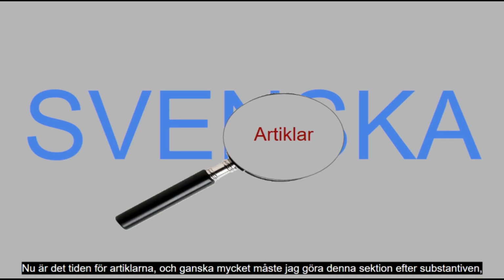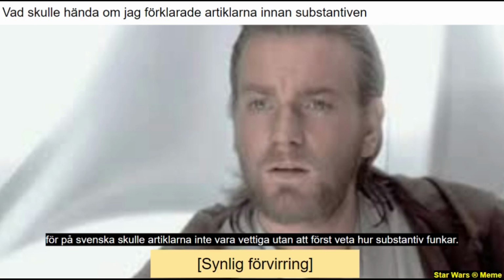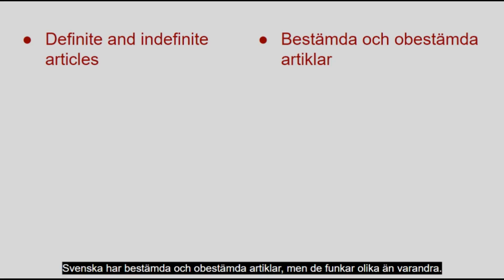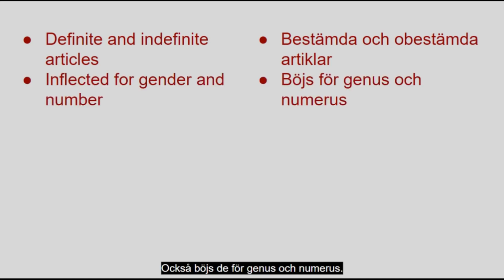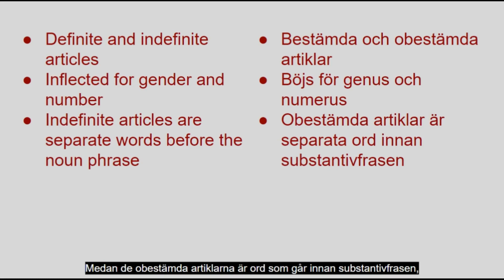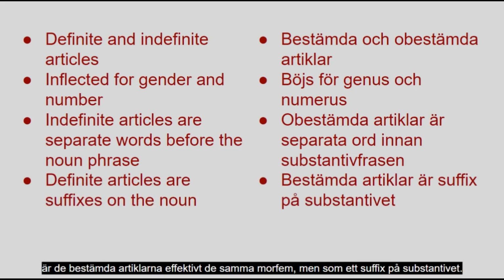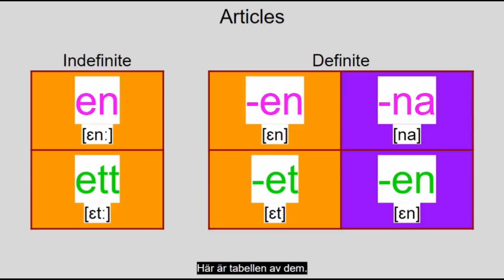Now it's time for the articles, and I pretty much have to do this section after the nouns because in Swedish, the articles wouldn't make any sense without first knowing how nouns work. Swedish has definite and indefinite articles, but they work differently from each other. They're also inflected for gender and number. While the indefinite articles are words that precede the noun phrase, the definite articles are effectively the same morphemes but as a suffix on the noun. Here's the table of them.